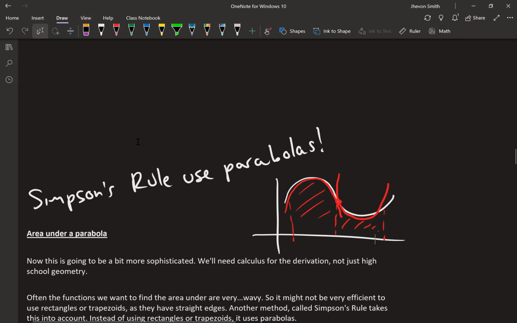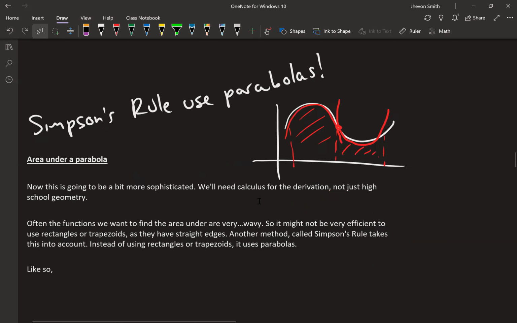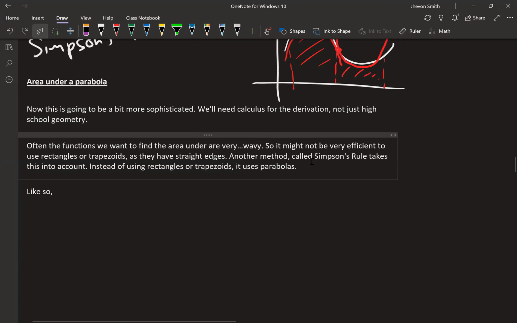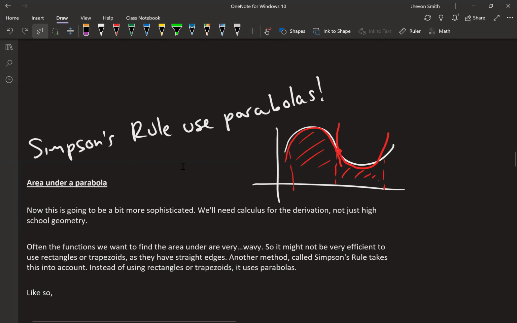Just a mathematician, right? So Simpson was this guy who came with this other idea. Hey, maybe we can use parabolas instead. So now let's actually figure out how we would use parabolas. How would I find the area under a parabola?